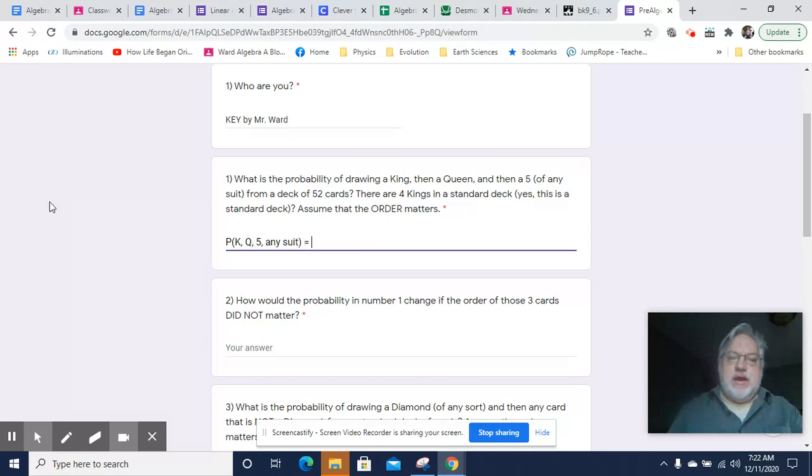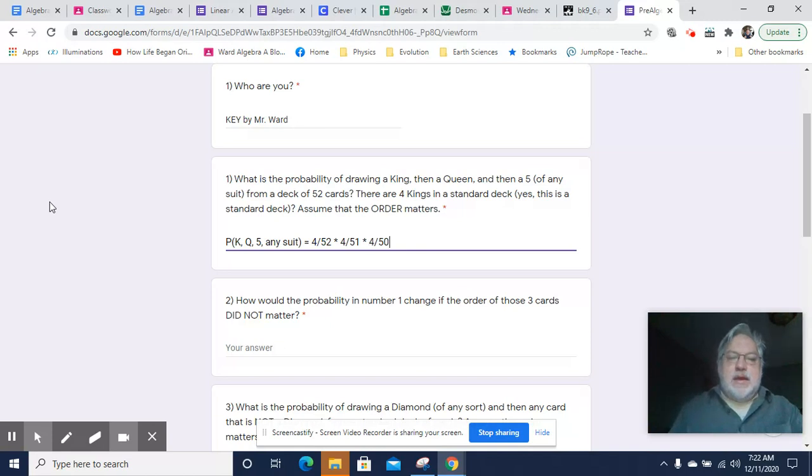So here's what we're going to do. We're going to have the probability of a king is 4 out of 52. And then we're going to multiply that times the probability of a queen, which is 4 out of 51. Okay, and then the probability of a 5 is 4 out of 50. So we multiply those times each other.